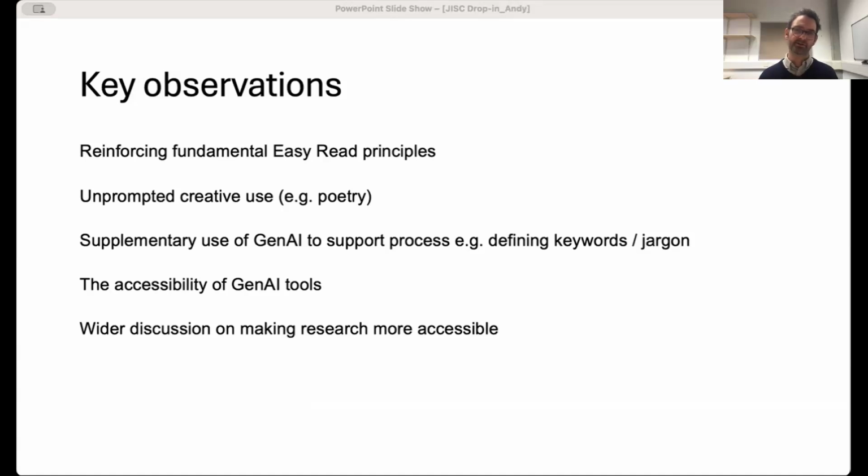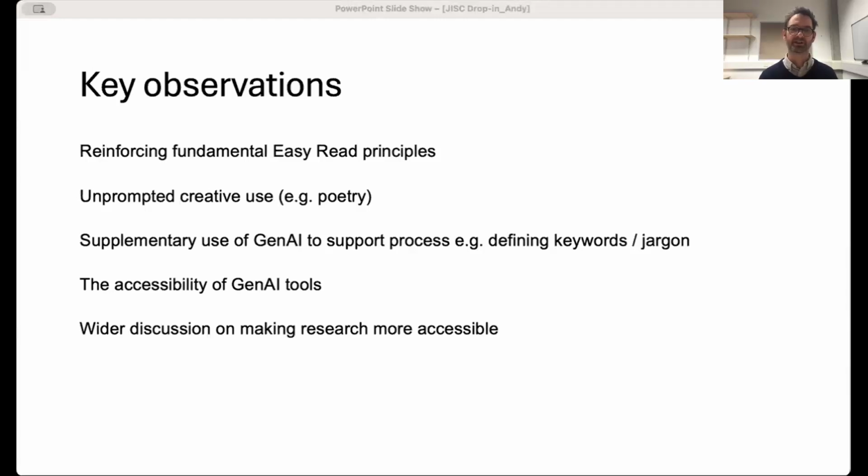But we did see during the course of the workshops really unprompted, quite creative use by the members of the group that were totally unprompted by Katie or me. They started exploring poetry, asking these Gen AI tools to do a summary as a poem and things like that. So it was really interesting to see how they adapted and adopted quite explorative and creative approaches to this.